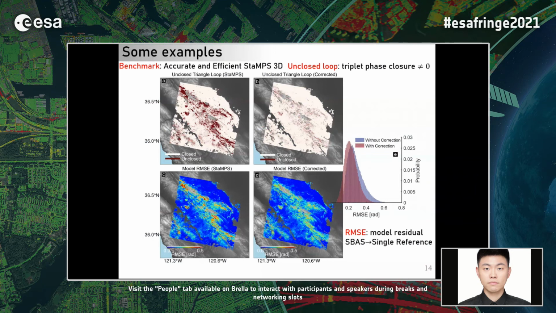We choose the accurate and efficient StaMPS 3D method as a benchmark, and we choose two indicators to validate its performance. The first is the unclosed loop, meaning we label the points whose triplet closure phase is not equal to 0. We also compared the root mean square error of the two results. We can see from A and C that the results of StaMPS show a lower accuracy than the results where we applied a correction right after the StaMPS 3D method. Next slide.